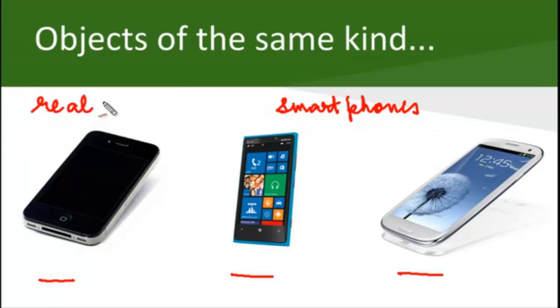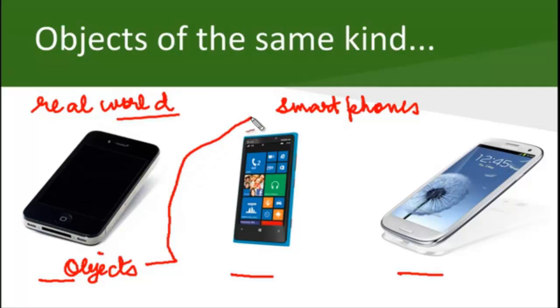So in the real world, there are various objects of the same kind. Now, an iPhone is a smartphone, a Nokia Lumia which runs the Windows OS is a smartphone, the Samsung S3 which runs the Android OS is a smartphone. So there are various objects, and you can call these objects of smartphone. So these three can be termed as a smartphone.